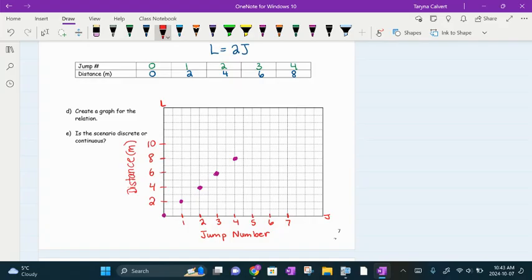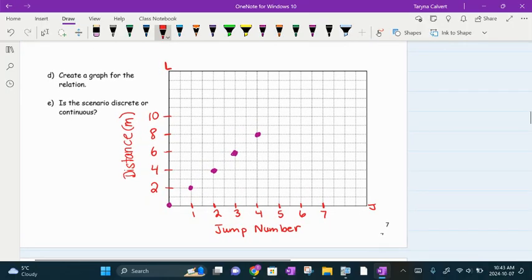So as long as your scale is consistent, right? In this situation, on your j-axis we went up by 1s. Your l-axis went up by 2s. That's fine. They don't have to both go up by 1s, whatever you choose it to go up by. And with here, because it is discrete data, I was getting to that.